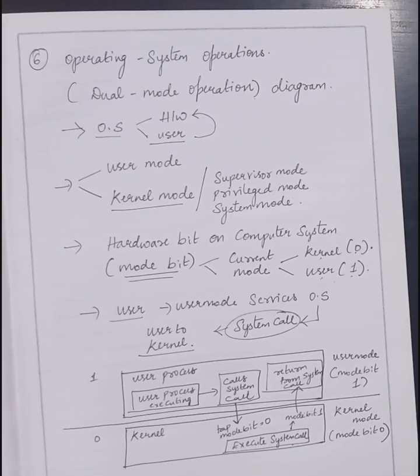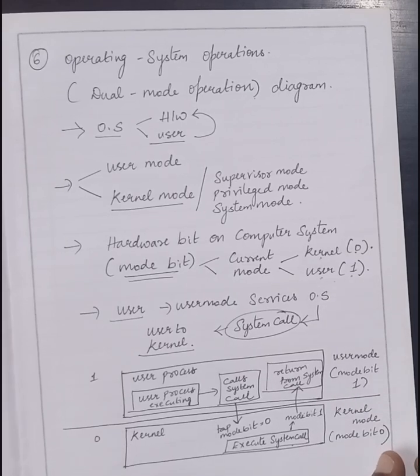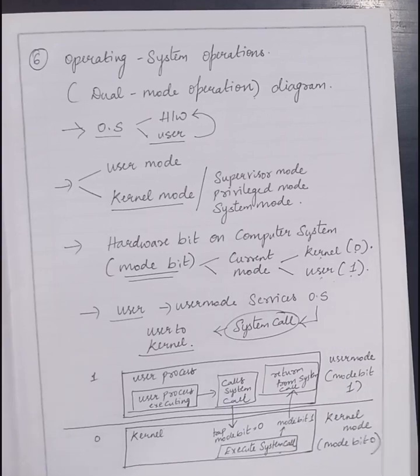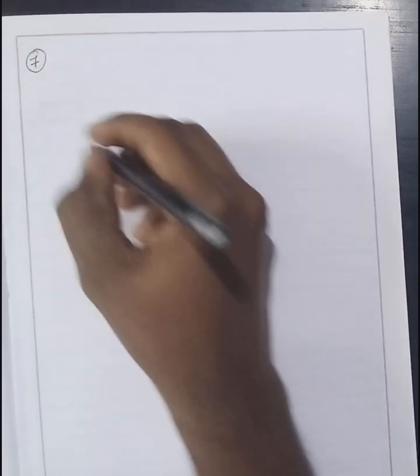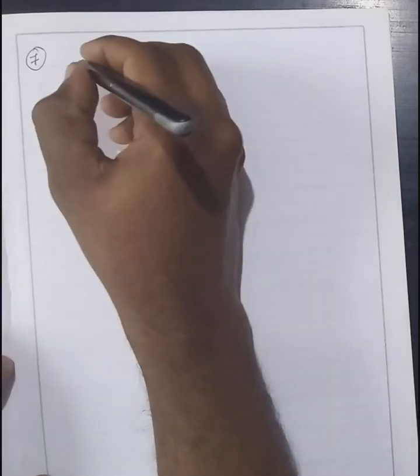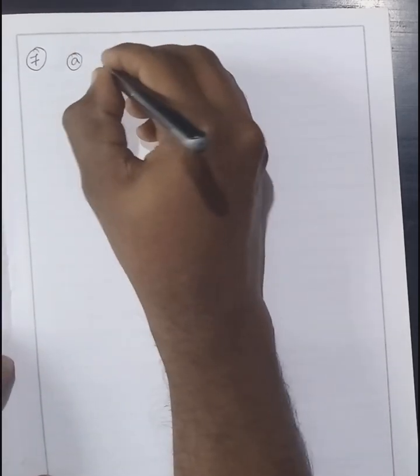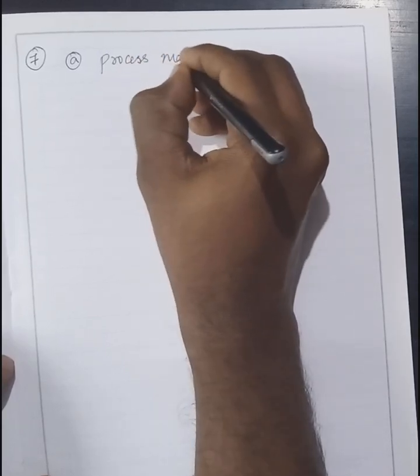Hello everyone. Today we are going to see new operating system topics, continued. Last class we stopped at dual mode operation. Now we go to the next topic, the different types of management in the operating system. The operating system is going to manage different types. The first one is process management.